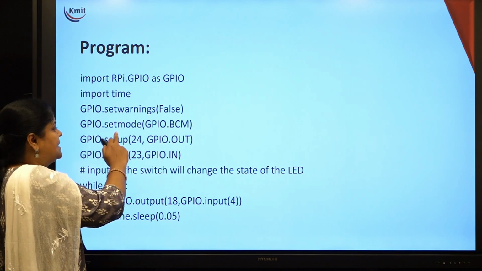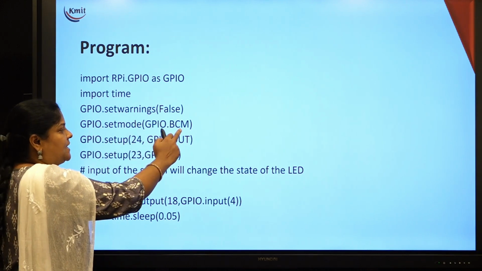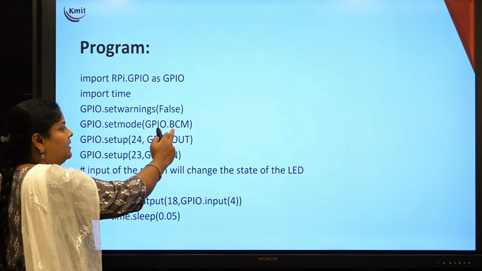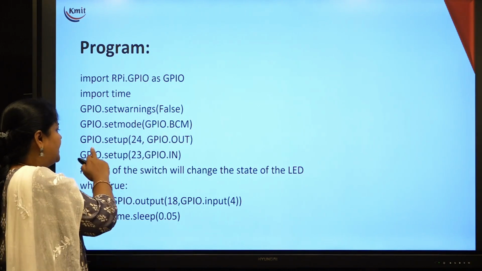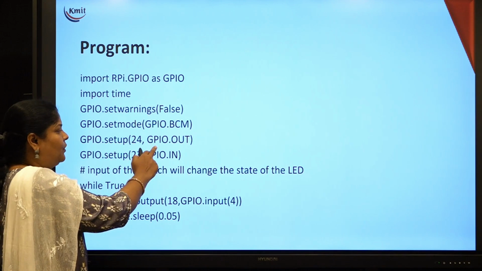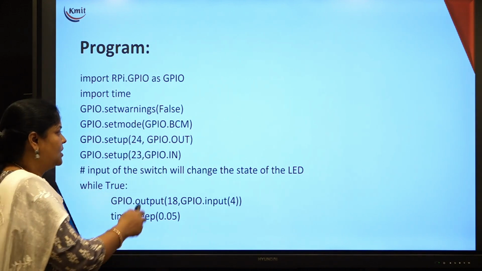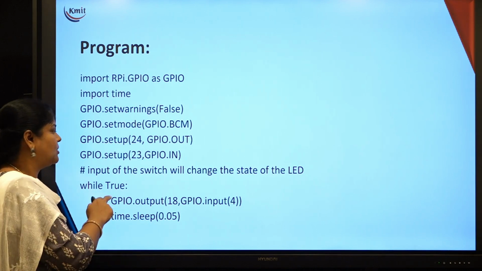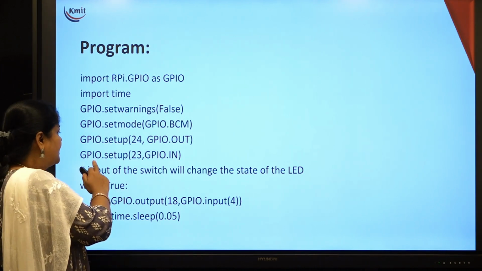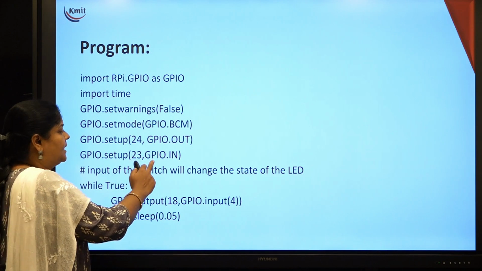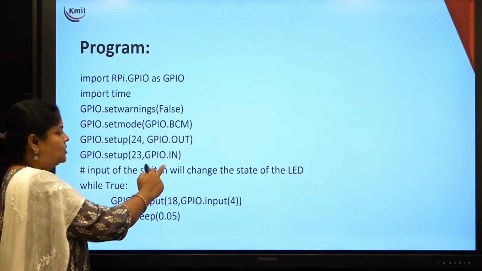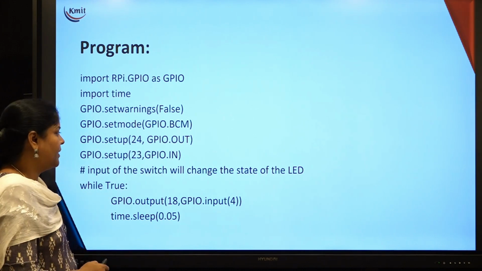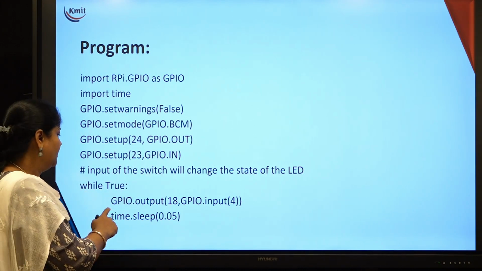Next, GPIO.setmode, GPIO.BCM. Here you are selecting what is the numbering scheme that you are using. We are selecting BCM. Next, GPIO.setup 24, GPIO.OUT. So, output pin you are selecting as the 24th pin among the 40 pins of Raspberry Pi board. Next, GPIO.setup 23, GPIO.IN. So, the input you are taking from the 23rd pin, output you are getting on the 24th pin of Raspberry Pi board.